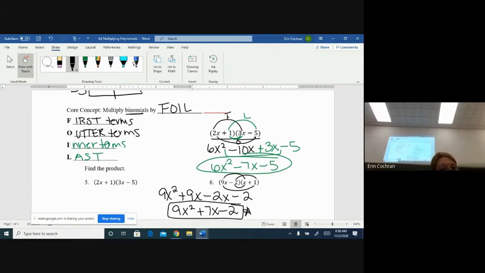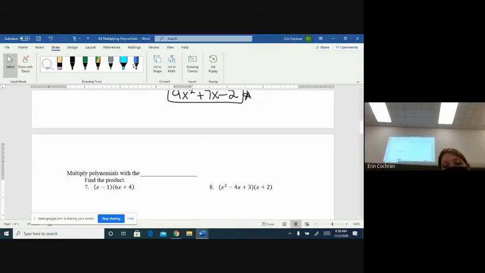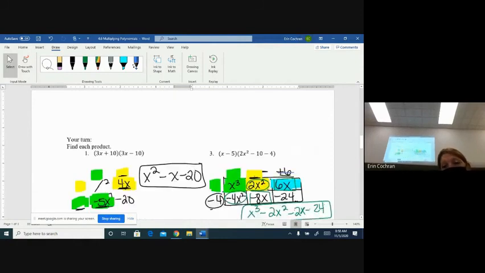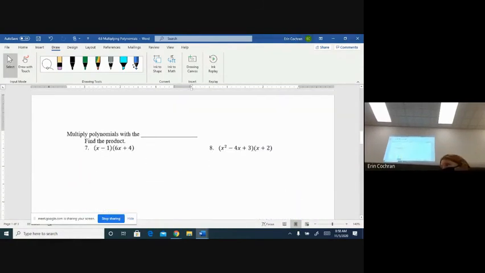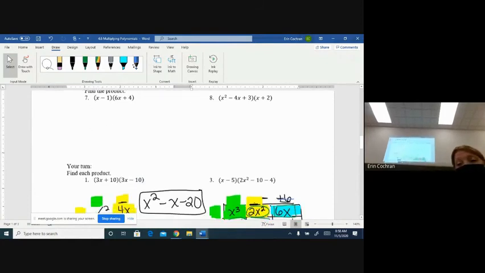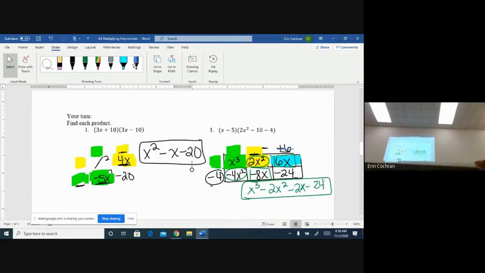Okay? All right. Any questions so far? So again, do you think I care what method you guys use? No, I really don't. I'm not going to show you another one. These are the 3 that I want to go over. So FOIL can only be used with what?